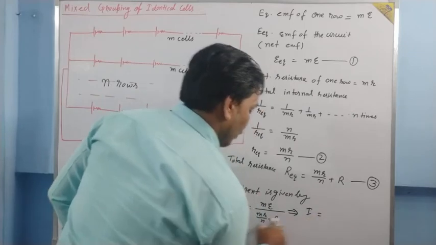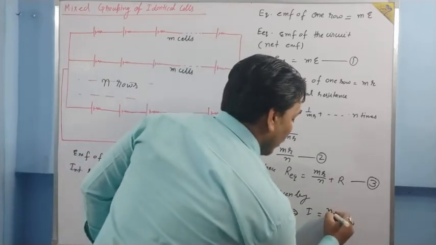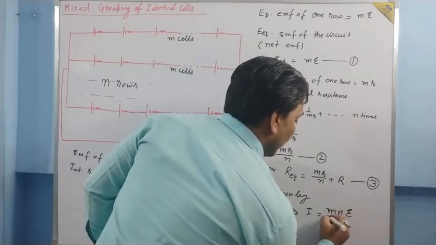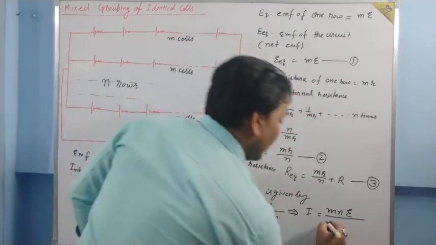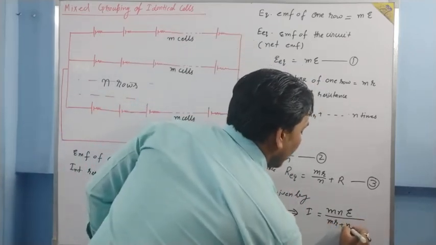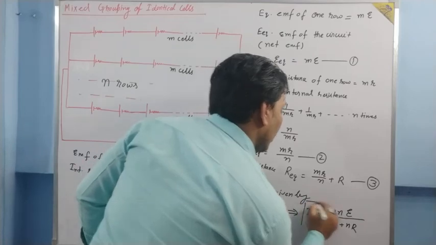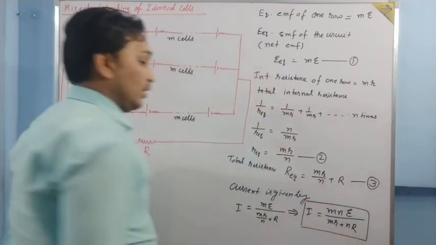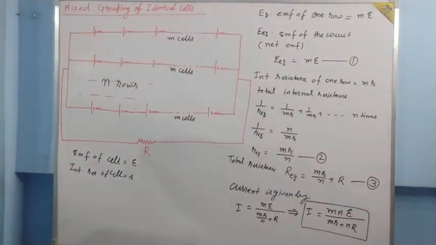I is equal to m into n into E upon m small r plus n capital R. So this is the case. Now this is the formula for total current when a circuit of identical cells is connected in mixed grouping. Okay, this is the current.